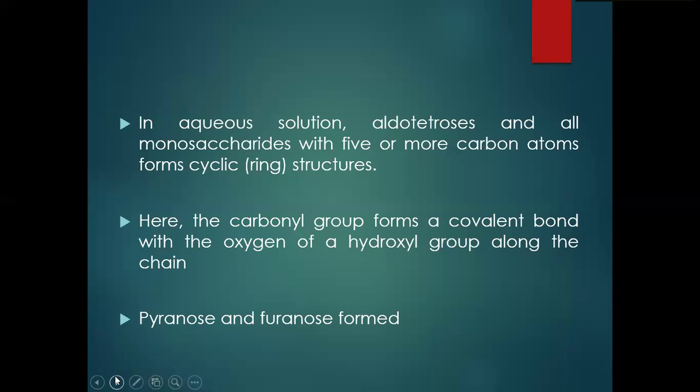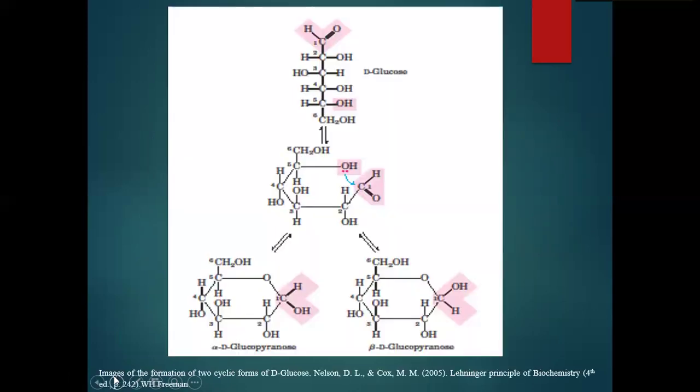In aqueous solution, aldotetroses and all monosaccharides with 5 or 6 carbon atoms form ring structures. When they form ring structures, the carbonyl group forms a covalent bond with the oxygen of a hydroxy group along the chain. And when this happens, you have either a pyranose formed or a furanose formed.